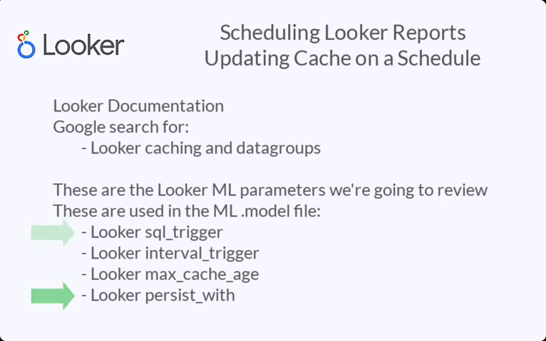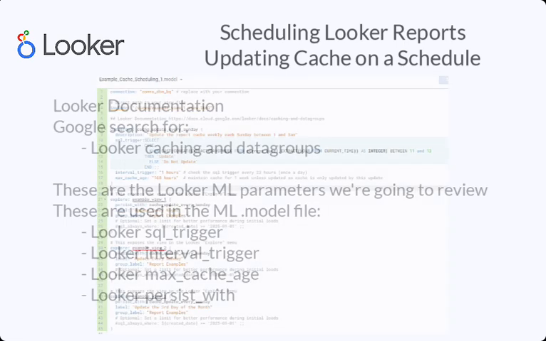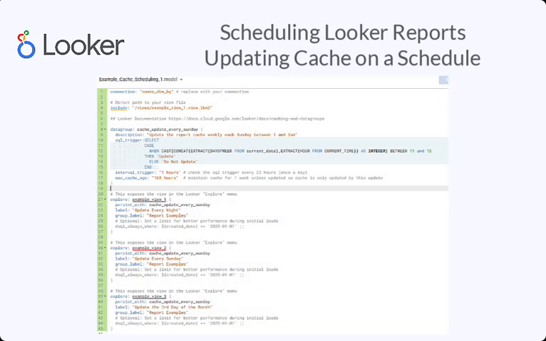Your SQL trigger is literally an SQL statement that is going to define when the cache update is triggered. The interval trigger is how often you want that SQL statement to run. Your max cache age is how long you want your report data to remain in cache before it updates. And persist with is what you're going to use in your explore statement to define how often that explore gets updated. So this should look familiar to you, right?